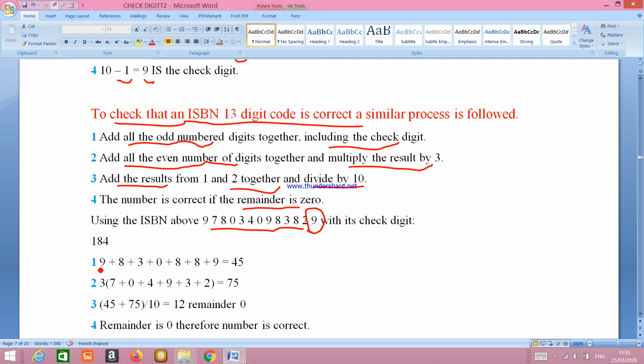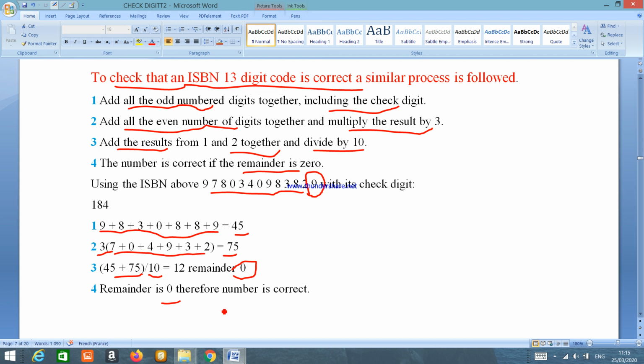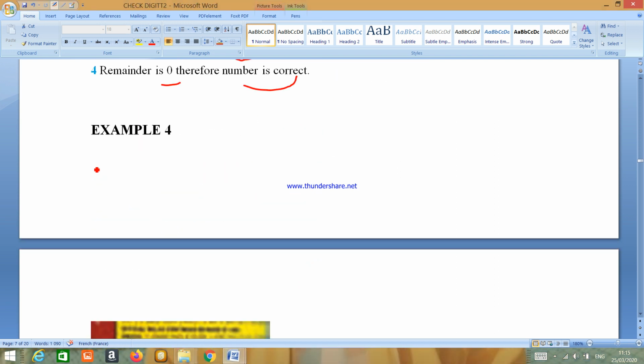So let's take this example. We have added all the odd position digits, we get 45. We have added all the even position digits, we multiply them by 3, we get 75. So 45 plus 75 divided by 10, we get a remainder of 0. Since we got a remainder of 0, it means that the number is correct. Now let's take another example, example 4.